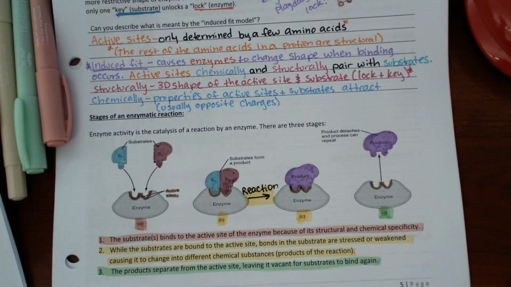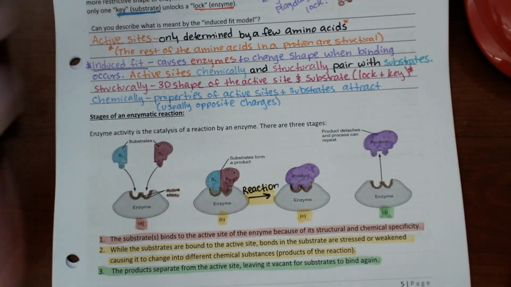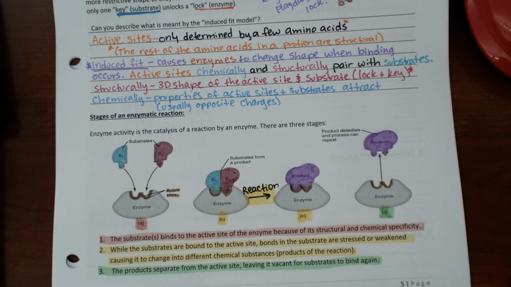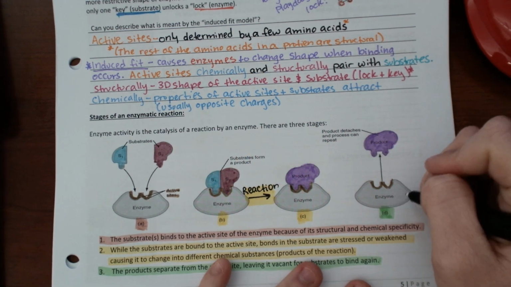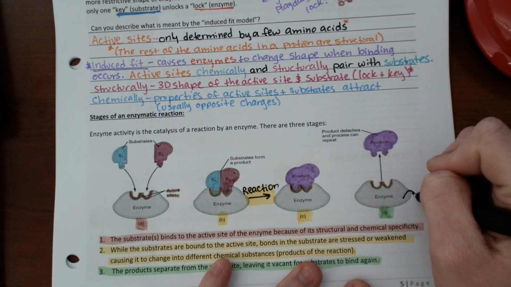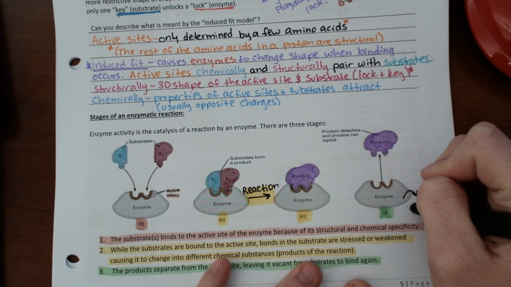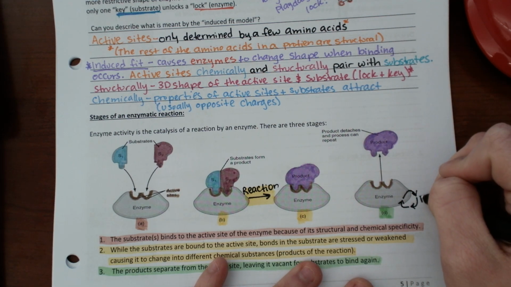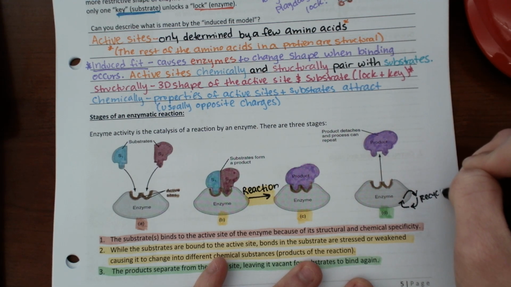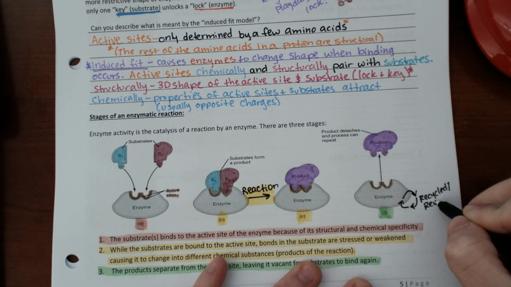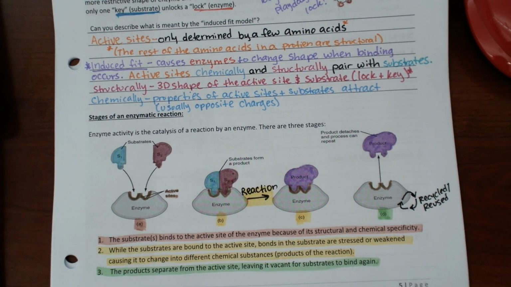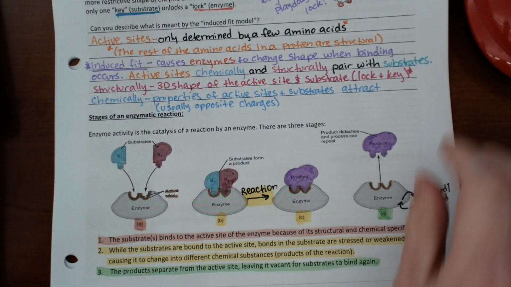And so there you go. Those are your 3 steps. Binding, reaction occurring, product releasing. Enzyme can be reused. It can be recycled. We'll put a little recycle symbol. Okay, maybe not. Not good enough. It can be recycled, or reused. I guess reused is a better term. That's fine. Okay. On to the next page.